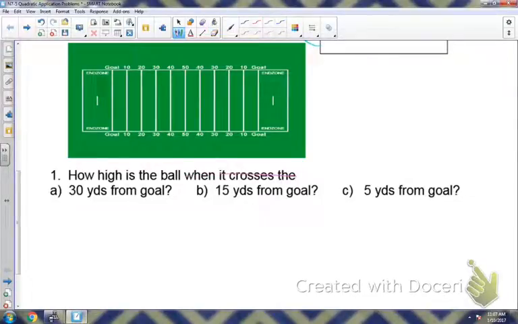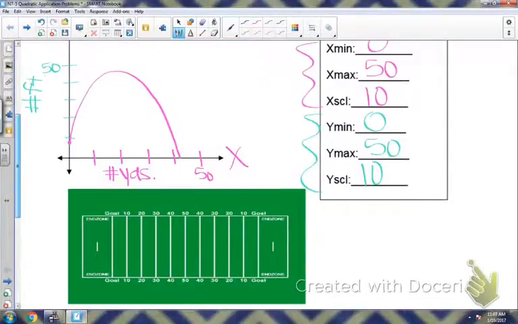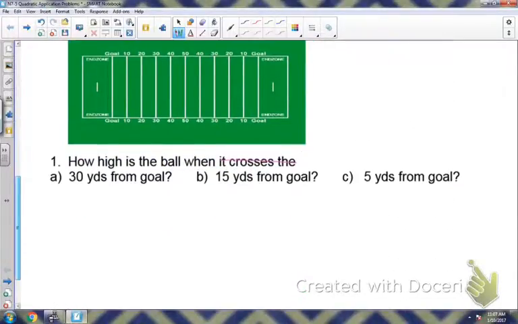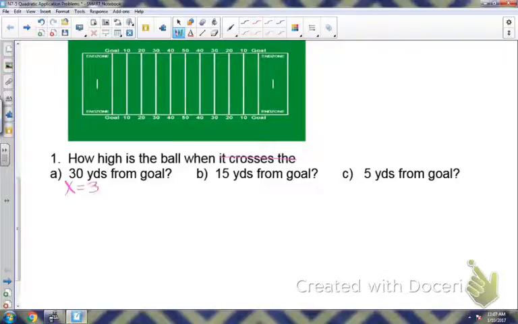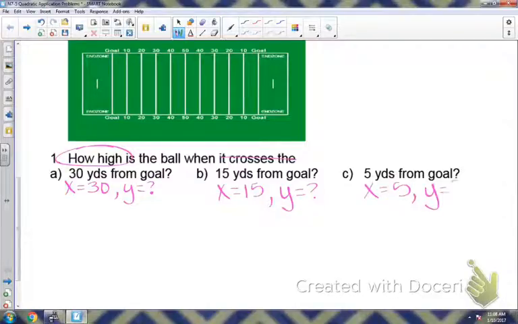Notice if you look back at your graph, our x was the number of yards from the goal. So we are given the x value, x is 30. We're trying to find what y equals because it says how high. Same thing on B, we're given x. X is 15, we're trying to find our y. Same thing on C, x is 5. We're trying to find our y, which is how high it is above the ground.